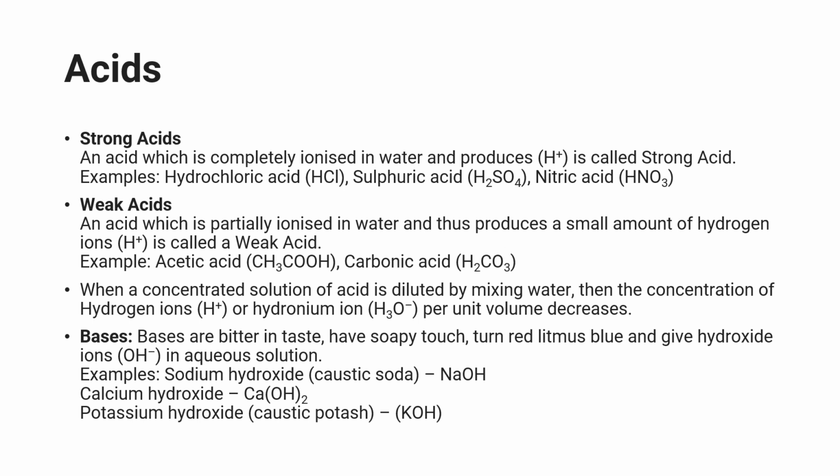So let's look at some acids. Strong acids. An acid which is completely ionized in water and produces hydrogen ions is called a strong acid. For example, hydrochloric acid, sulfuric acid, nitric acid. What are weak acids then? An acid which is partially ionized in water and thus produces a small amount of hydrogen ions is called a weak acid. For example, acetic acid, carbonic acid, etc.